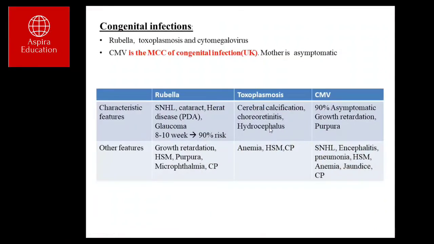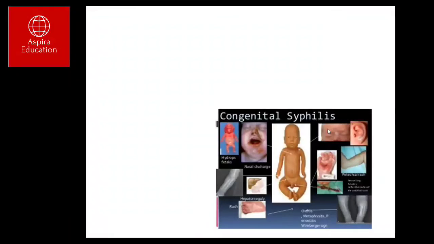Remember the key terms here. If it is rubella, you're going to look for hearing loss and cataract and heart disease, and even microophthalmia, which is a small eyeball. In case of toxoplasma, basically you're looking at cerebral calcification or chorioretinitis. In CMV, most of the time it is asymptomatic. One of the symptoms could be purpura or growth retardation. These are the common symptoms and how to identify a particular clinical condition, or how we can differentiate each of these conditions based on the common features.